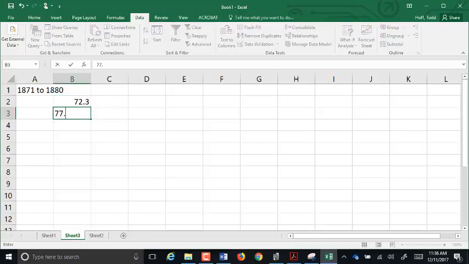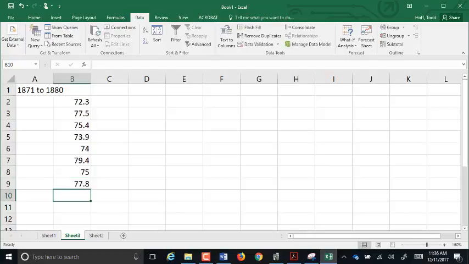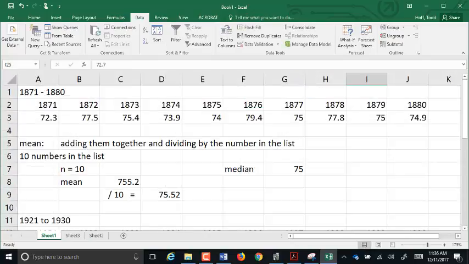72.3, 77.5, 75.4, 73.9, 74, 79.4, 75, 77.8, 75, and 74.9. So we have those numbers. Step one in finding the standard deviation is to find the mean. Well, we already found the mean of these numbers, and that mean was 75.52.